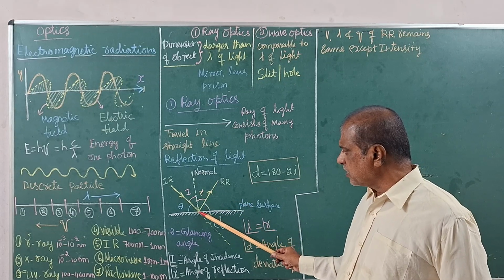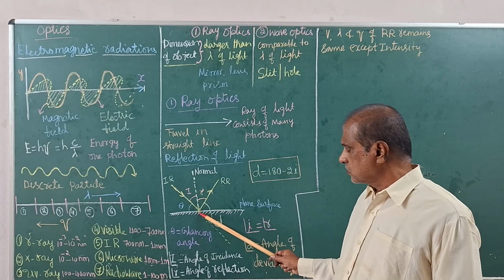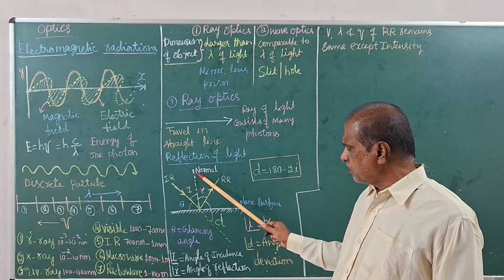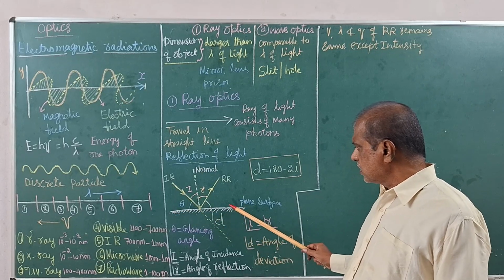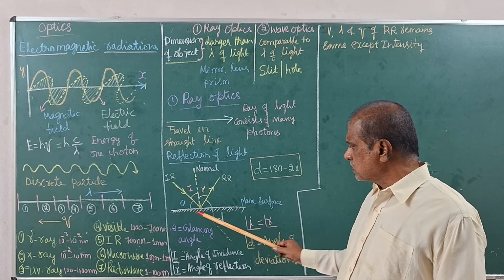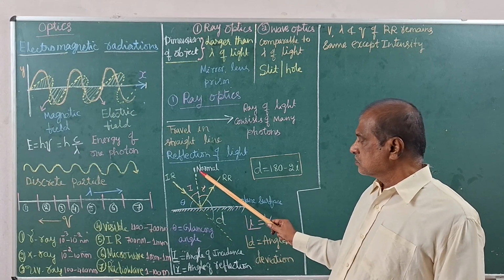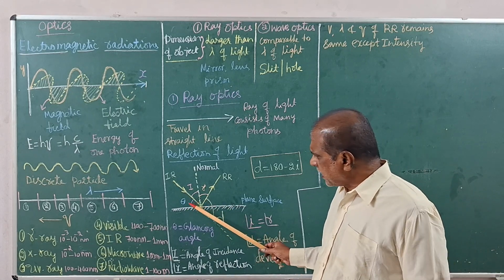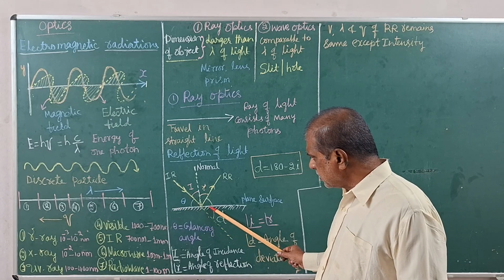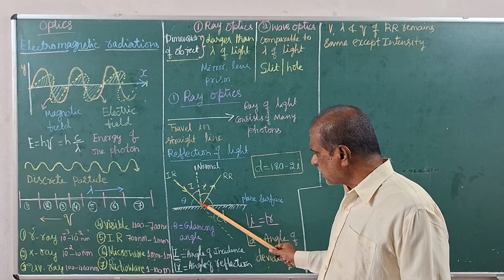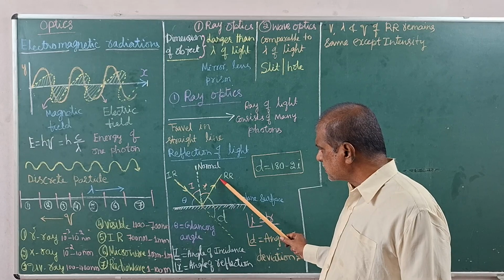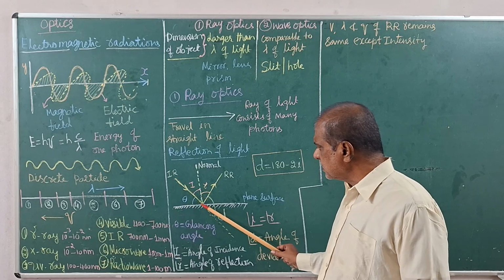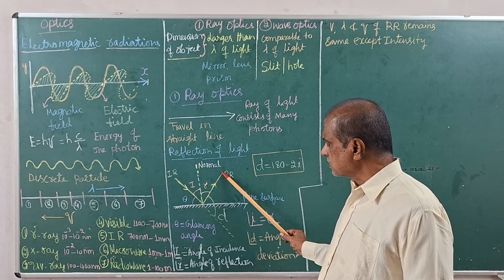This point is called the point of incidence. At the point of incidence, let us draw a straight line perpendicular to the surface. This straight line perpendicular to the surface is called the normal. That is normal to the surface. This is the incident ray. After that it is reflected in this direction. This is called the reflected ray. The ray bounces back in this direction.